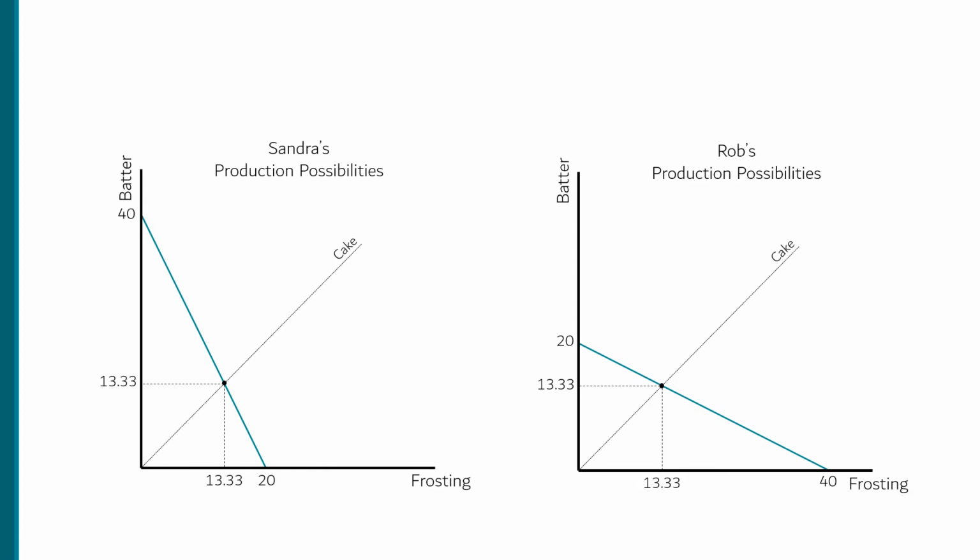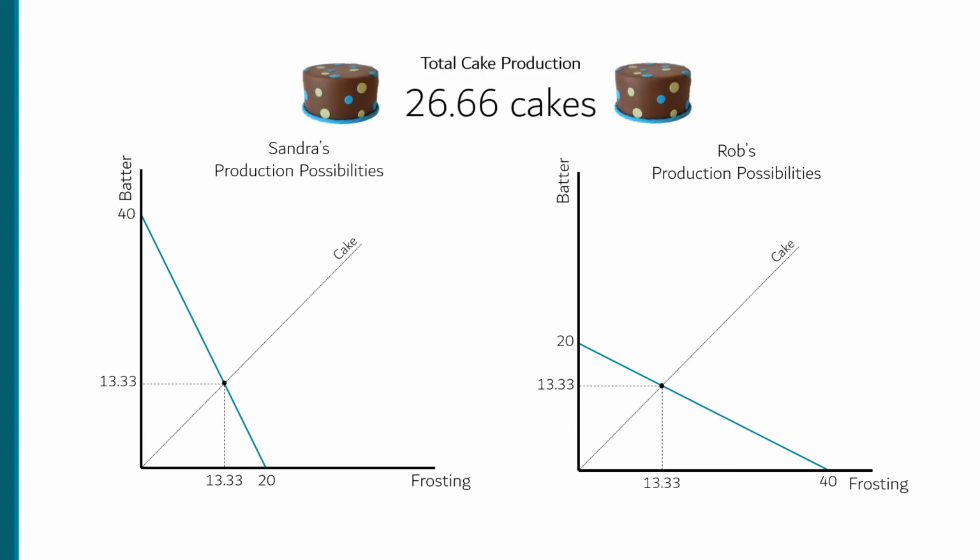Sandra has to devote most of her time to frosting because it takes her longer to produce frosting. Rob has to devote most of his time to batter because it takes him longer to get one cake's worth of batter. Total, we have 26.66 cakes. But what if they traded?